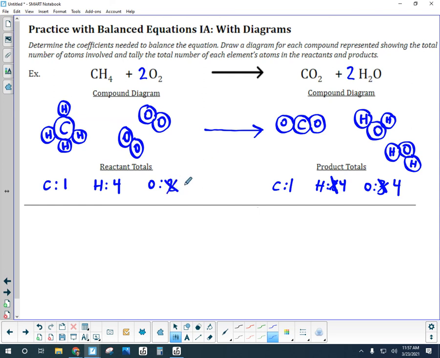Now I'm balanced. Okay. And that's the general process. Kind of draw the pictures for now. You won't always have to draw the pictures, but at least to start, or if you're kind of a visual thinker, the diagrams can help a lot. Look at your element totals. Wherever you're unbalanced, we need to add multipliers and try to get those element totals equal in the reactant side of the equation and the product side of the equation.